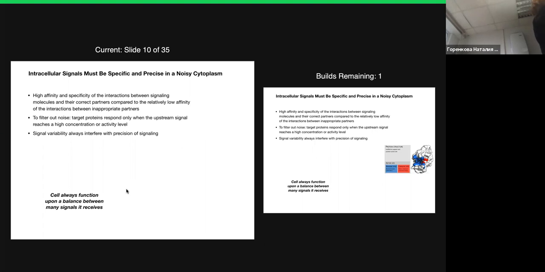And cells always have to choose between all these, the avalanche of signals that comes to the cell. And even when a signal already comes, it's still choosing between many of them. It makes a priority for some of them, and some get shut down with time or with not enough support from adapter proteins or kinases or something. So there's always small tuning happening in the cell.